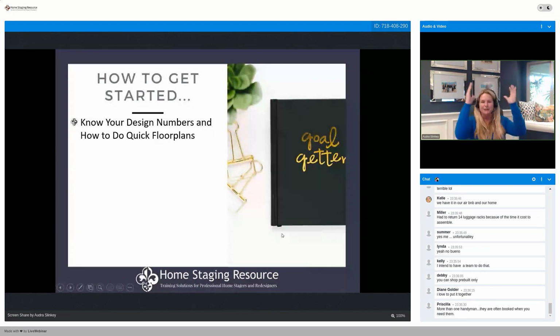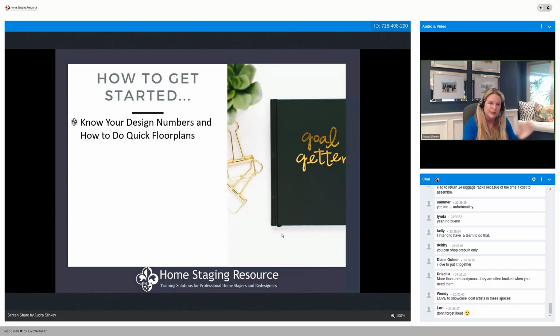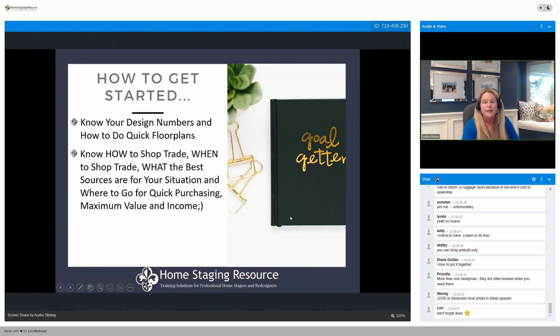Secondly, I talked about phase 2 in my training. You really do have to know your design numbers. You have to be pretty good with floor plans. I'm pretty good. I just draw them out and quickly put in the measurements from the inside of the windows to the outside, to the window, to the wall, all that. But you have to be able to do that quickly when you're walking through a home, so that you can assess the size of the furnishings that are needed.